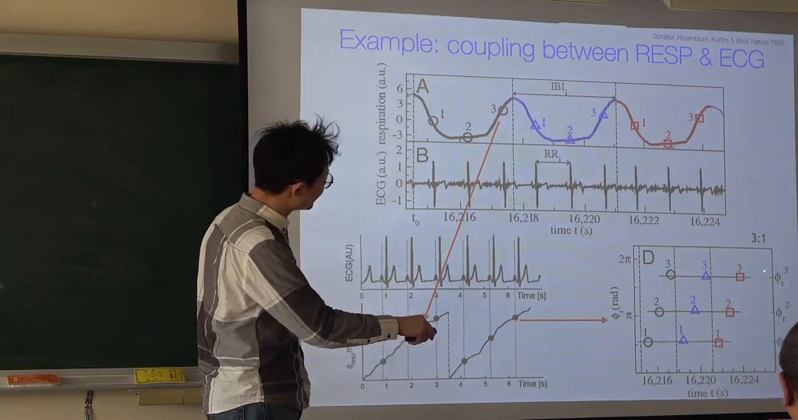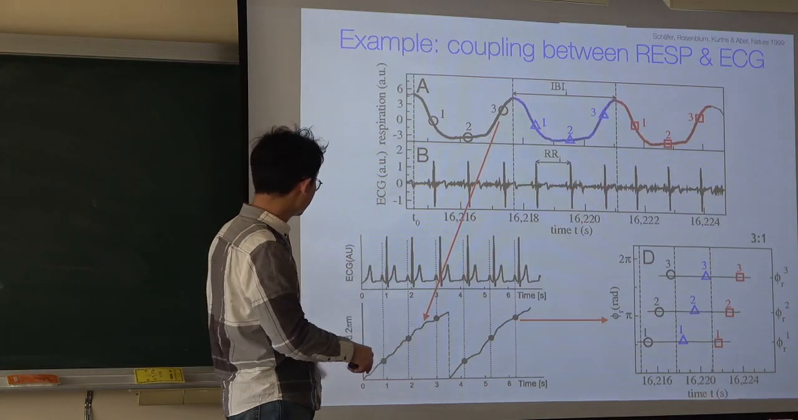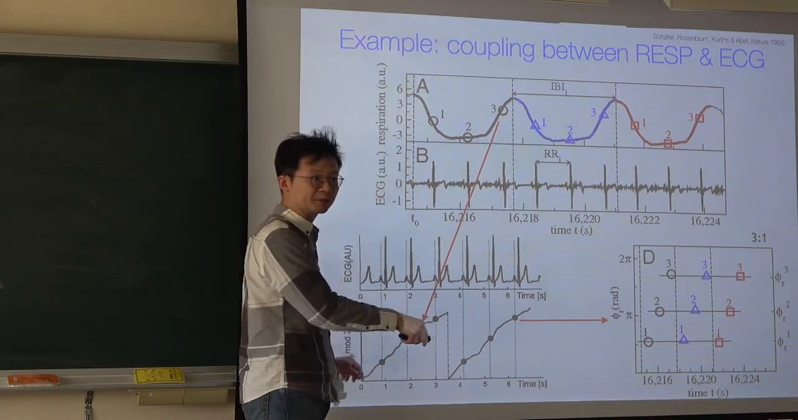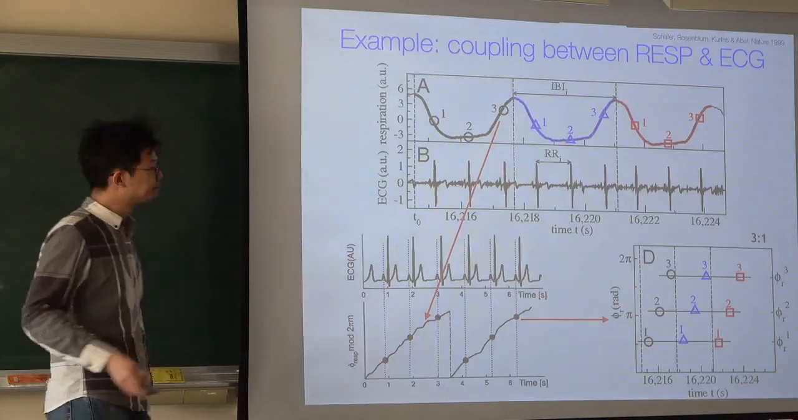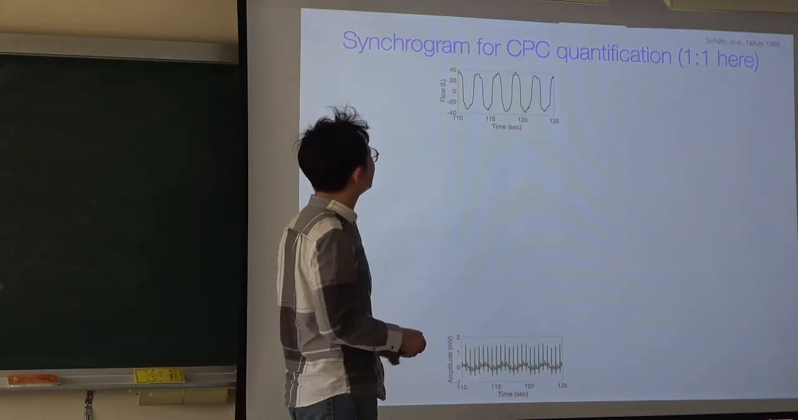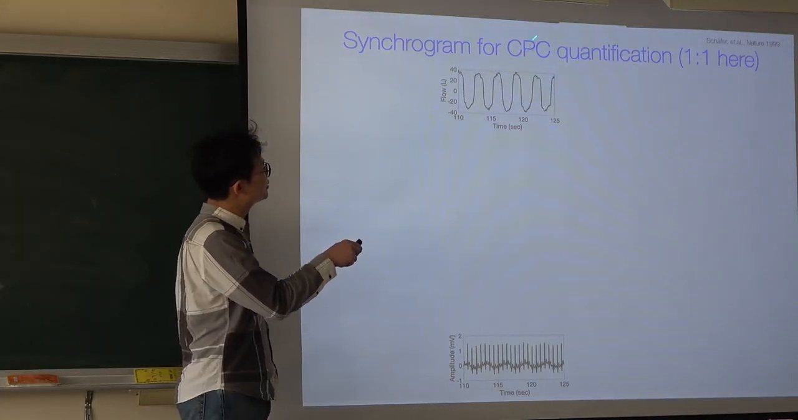Now you see there are three lines, and what you do is you just take one. So this is 3/1 coupling. That's what you can observe immediately. And we can use it to quantify cardiopulmonary coupling.